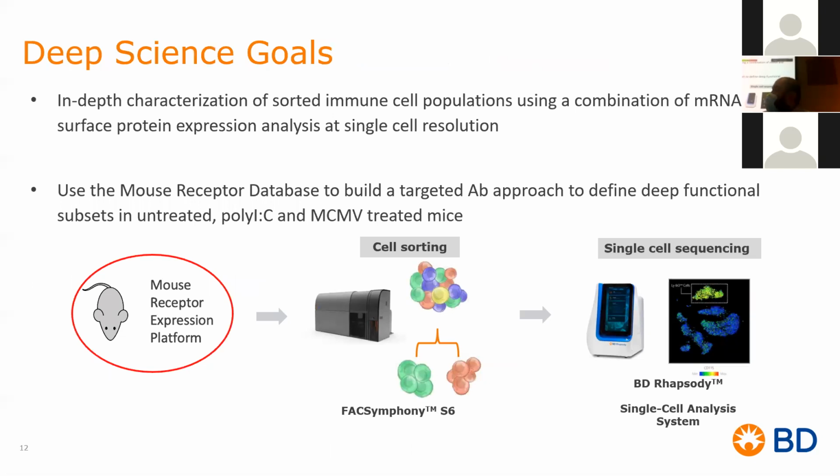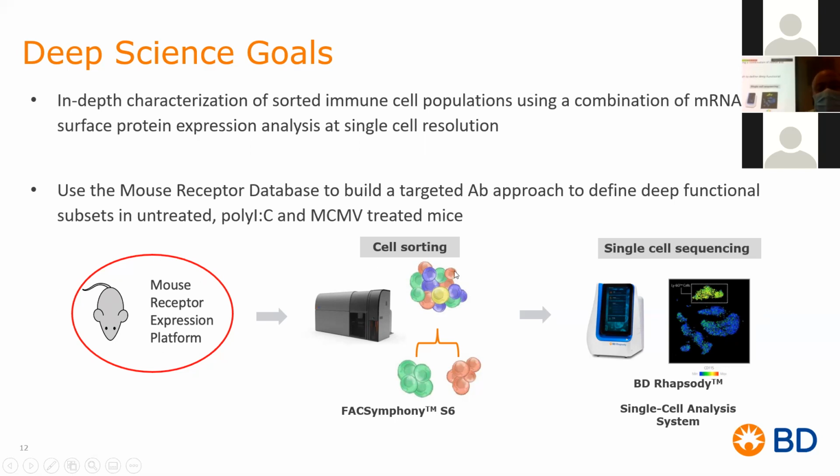So I'm going to go through an experiment that we did and that I analyzed, showing you this workflow. In this experiment, briefly, we used some mouse model, and we were looking to see whether or not we had differential expression upon treating mice with poly-IC, MCMV, or untreated. We then used the mouse receptor database that we developed at BV to look for those gene expressions.